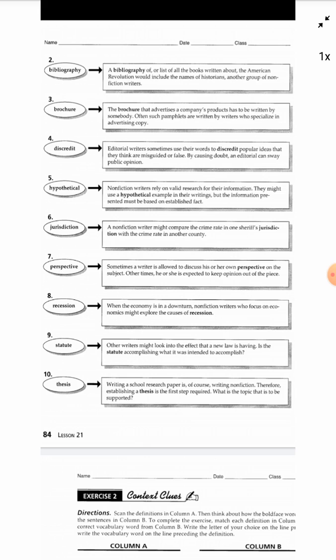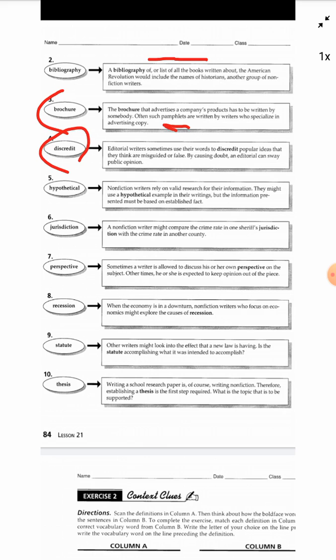Bibliography, look. Bibliography here in the sentence has "or", it's just a conjunction. So, list of the books written about. See, this alternative to bibliography means list of books, as you can see. Brochure: the advertised company's products have to be written someday. Often, such brochure pamphlets are written by writers who specialize in advertising copy. So here, brochure means pamphlets.